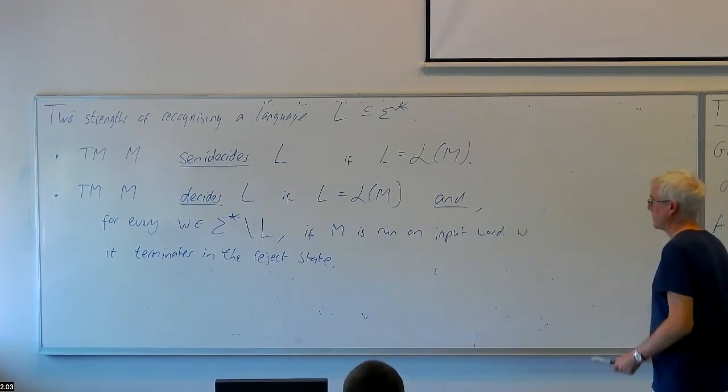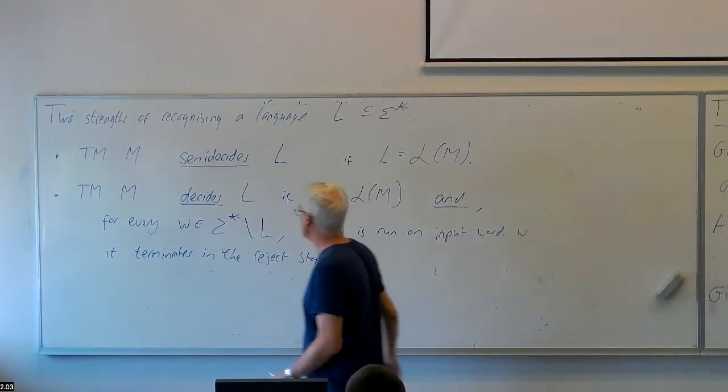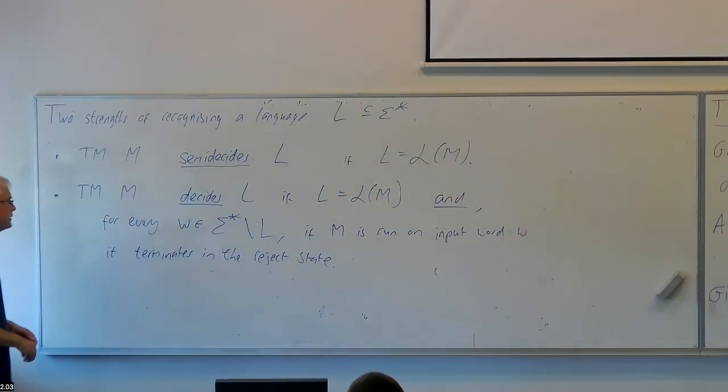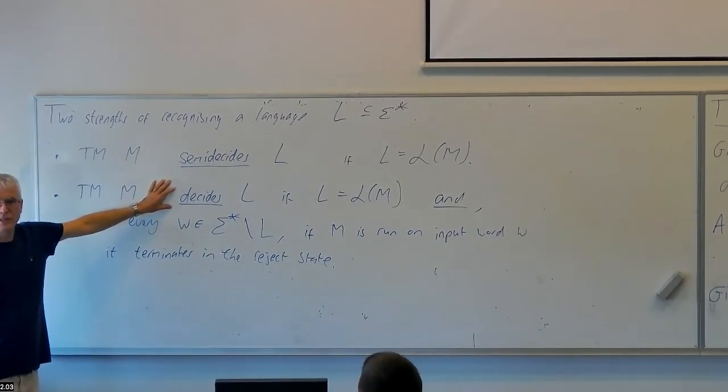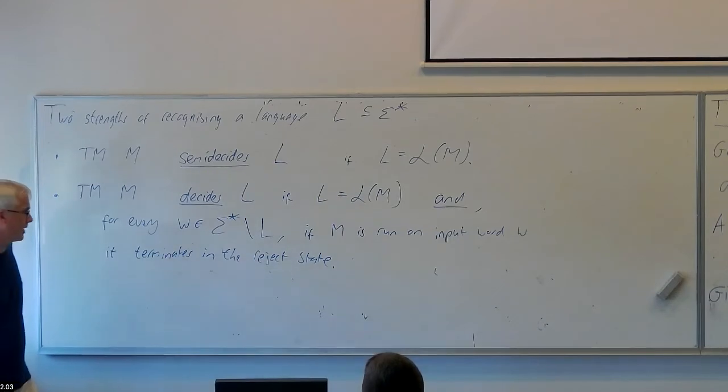Okay, so for this stronger notion of deciding a language, whatever input word we give to the Turing machine, it is guaranteed to terminate, and moreover, it is guaranteed to terminate in one of the two states, accept or reject. It will terminate in accept if and only if the input word belonged to the language, and terminate in reject if and only if the input word did not belong to the language.